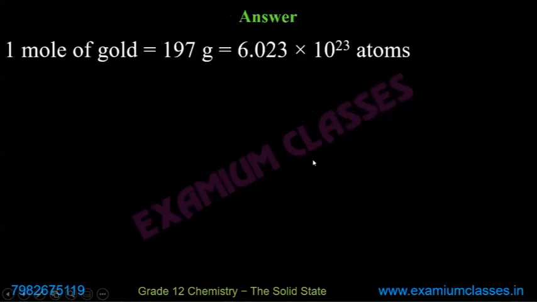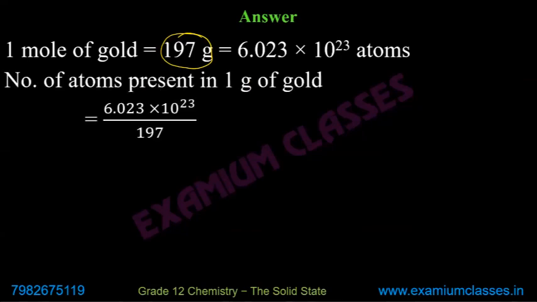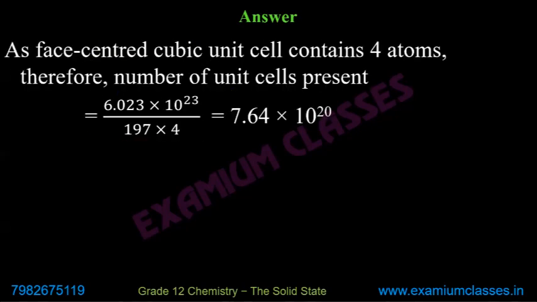So basically what we will write, we will say 1 mole of gold equals 197 grams because the atomic mass of Au is 197 u. It means 197 gram will be equal to 1 mole. It will have 6.022 into 10 power 23 atoms. Number of atoms present in 1 gram of gold by the unitary method, this many. Then divide by 4. Number of unit cells, 7.64 into 10 power 20.